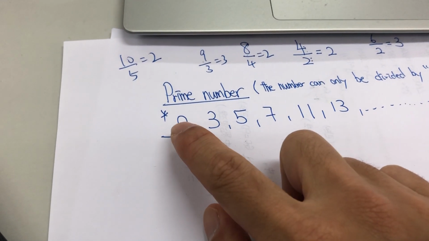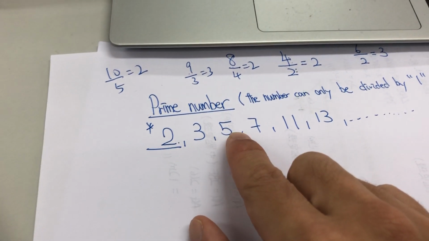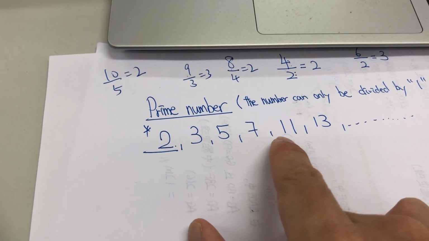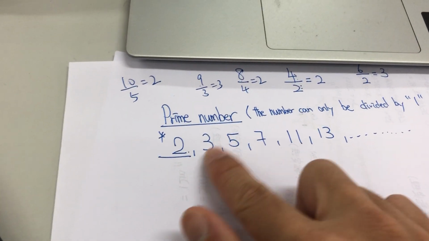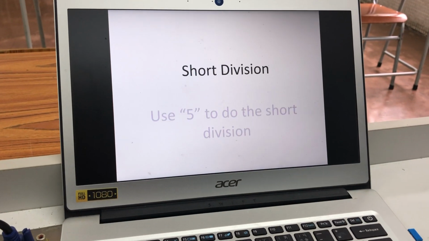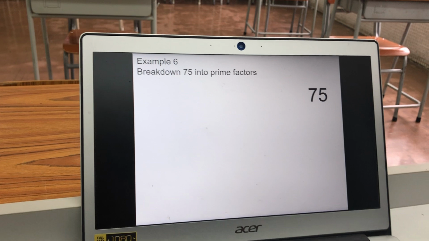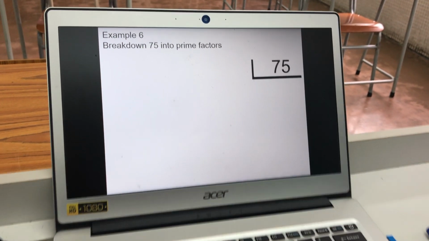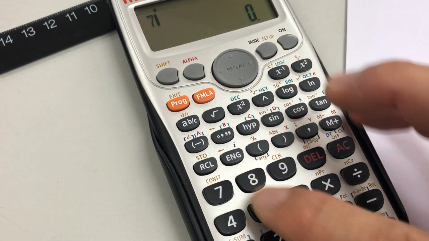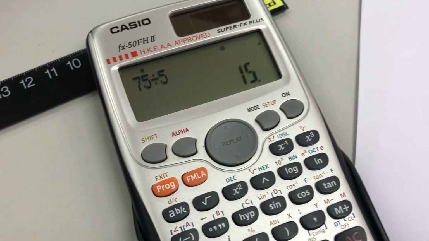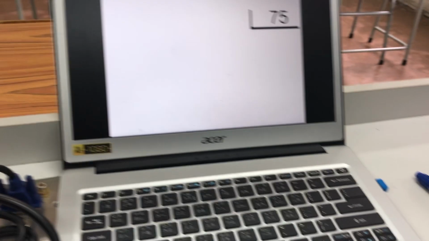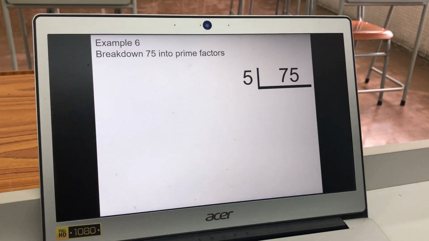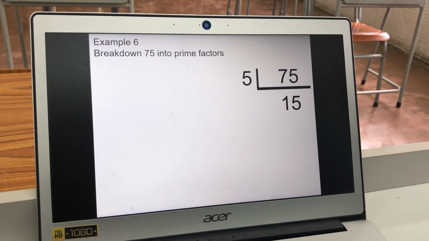Okay. Do you think that we could use not only 2 and 3? Do you think that we could use 5, 7, 11? Yes, of course, as long as they are prime numbers, you could use them to do the short division. So what about 75? 75, oh, I know that 75 could be divided by 5. 75 divided by 5 is 15. So you could use 5. 5 times 15 becomes 75.